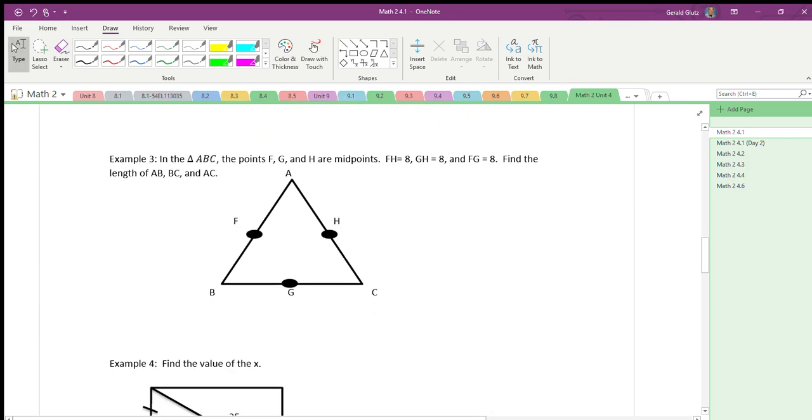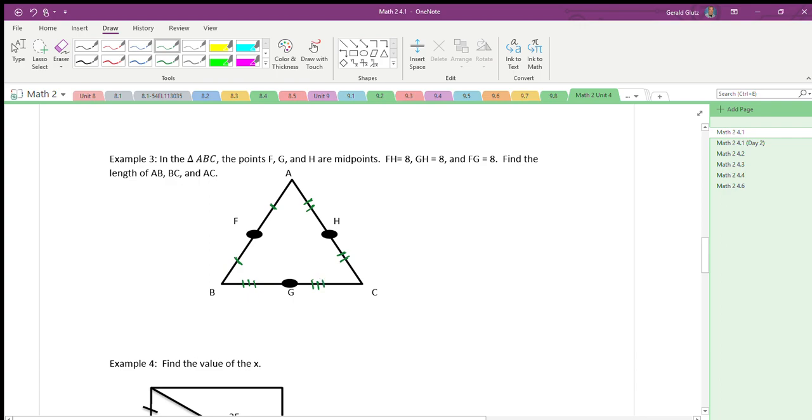Moving on to the next page. In triangle ABC, the points F, G, and H are all midpoints. So we know if this is a midpoint, these two segments are congruent. This segment and this segment are congruent. AH and HC would also be congruent. And then BG and GC would also be congruent.